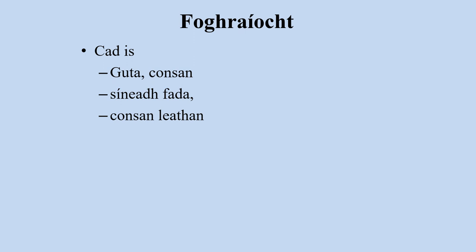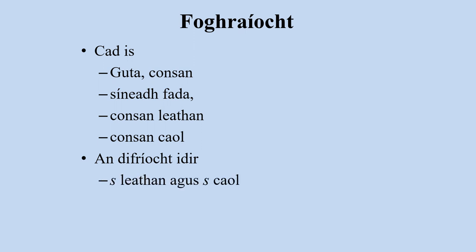And that wraps up our section on pronunciation, our introduction. We've covered what is a vowel and a consonant, broad consonant, slender consonant, the difference between a broad S and a slender S, and the difference between a broad D and a slender D.